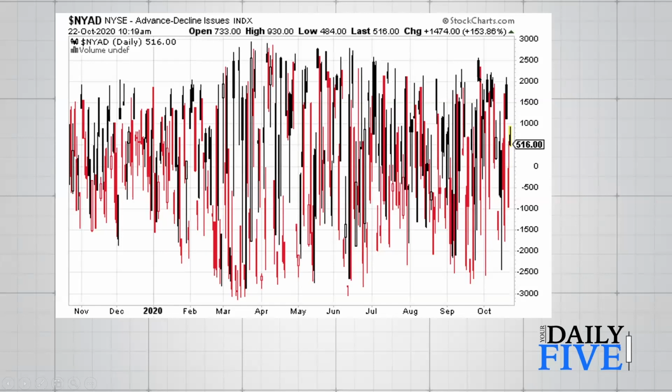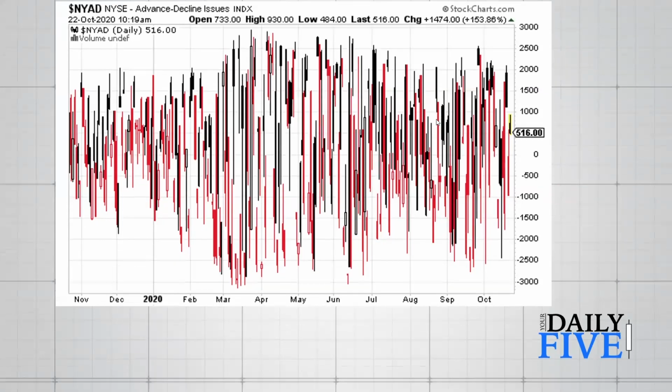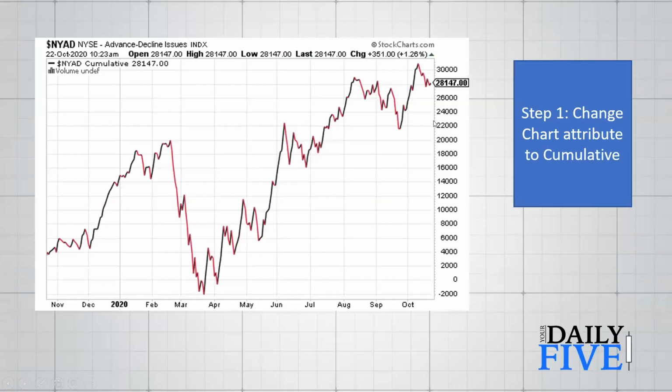It's a candlestick chart, and all it tells us at this point is that there are more advances than declines, but nothing else. We're going to go from this to the next step. Step 1, you want to change your chart attributes. Of course, the chart attributes are below the charts, and they have all kinds of choices for you.